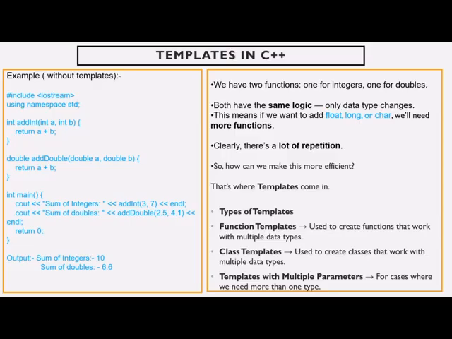Now that you get the idea, let's see the different types of templates in C++. Function templates, class templates, and templates with multiple parameters. Function templates are used for creating functions that work with multiple data types. Class templates are used when you want entire classes to work with different types. Templates with multiple parameters are used when you need more than one type at the same time.